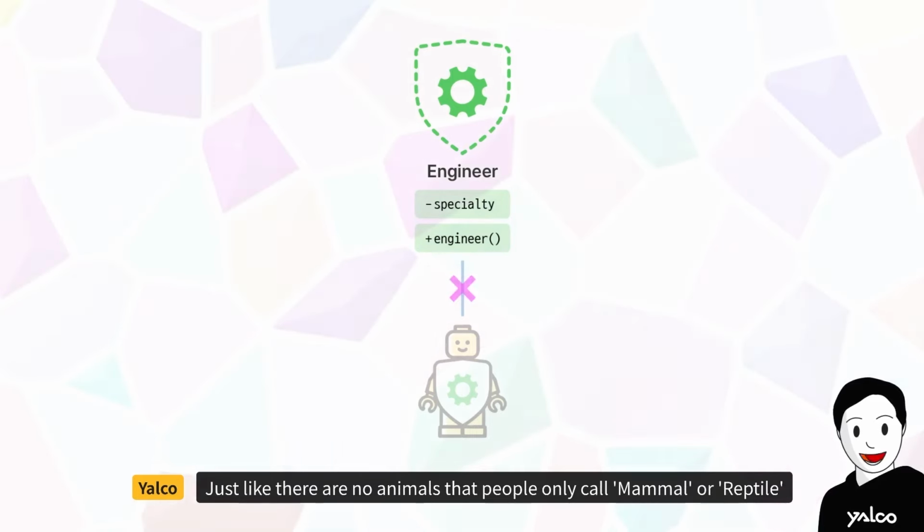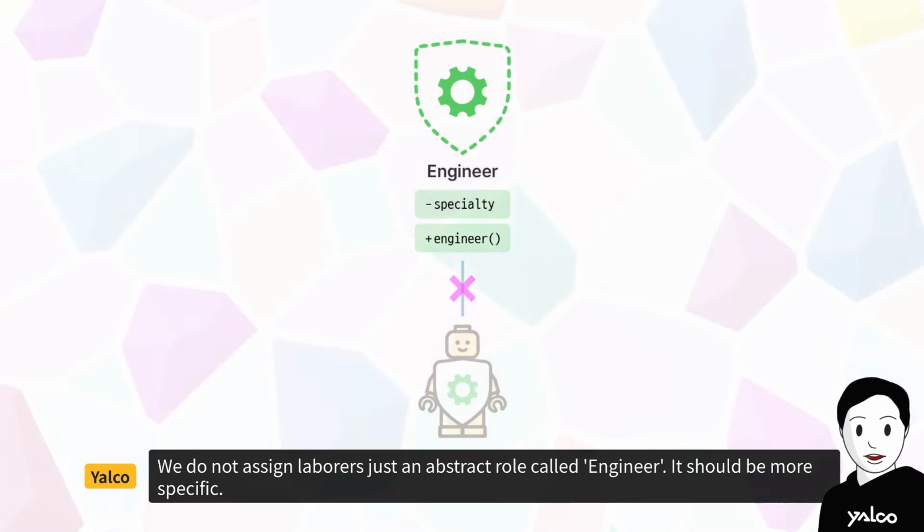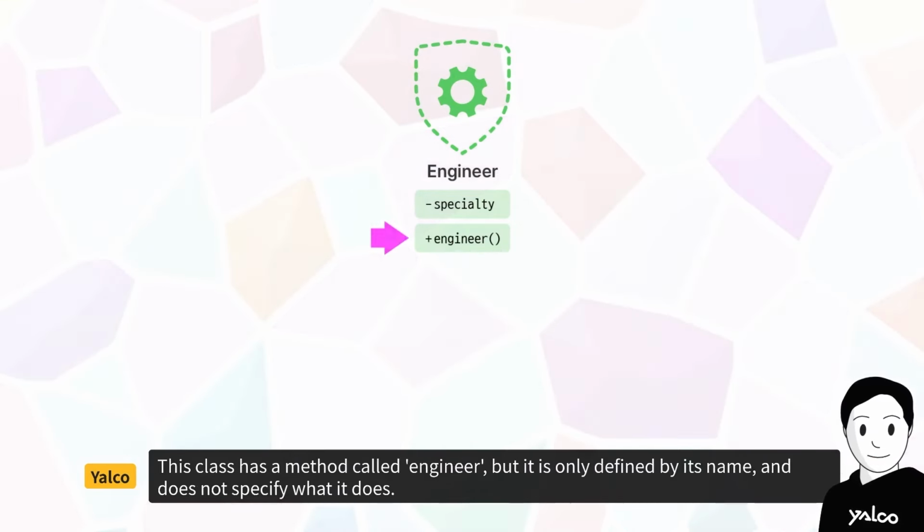Just like there are no animals that people only call mammal or reptile, we do not assign laborers just an abstract role called engineer. It should be more specific. This class has a method called engineer, but it is only defined by its name and does not specify what it does.